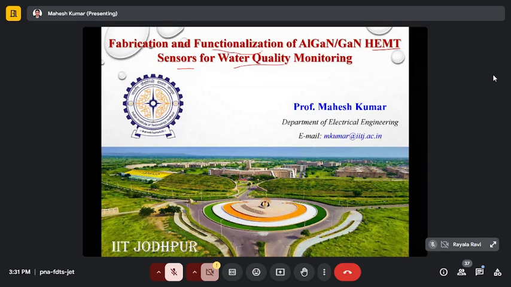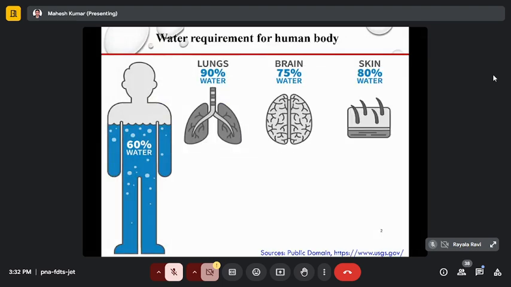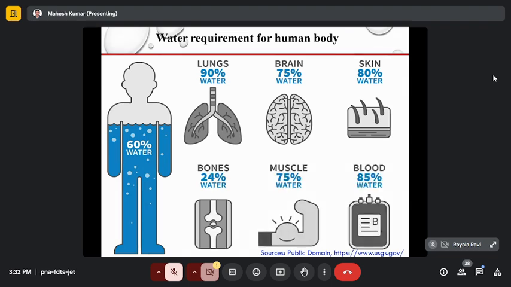Now we only replace the cartridge based on timing, after one year or however long you have been using the filters. But we need real-time monitoring of these ions and TDS sensors. If we can integrate them, we can see the level of these heavy metals. That is very important. In our body, almost 60% is water, and drinking pure water is essential for the human body. Different body parts have different concentrations of water.